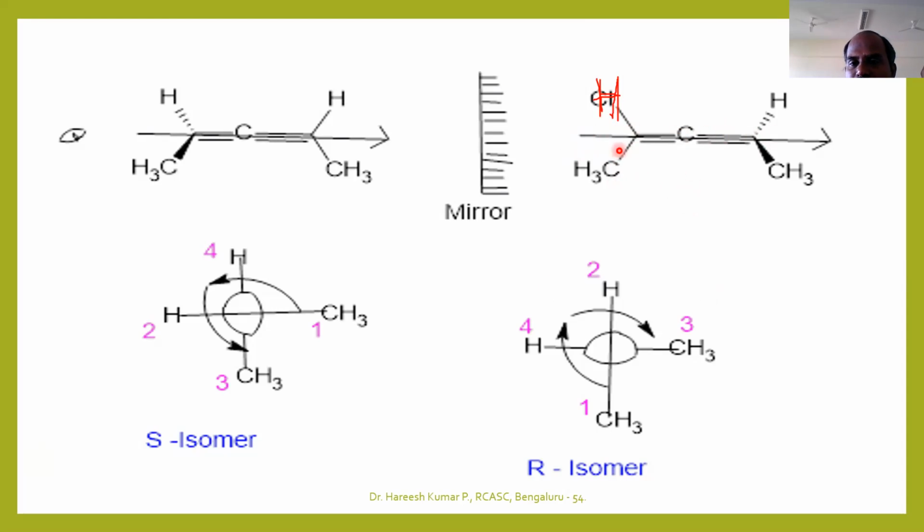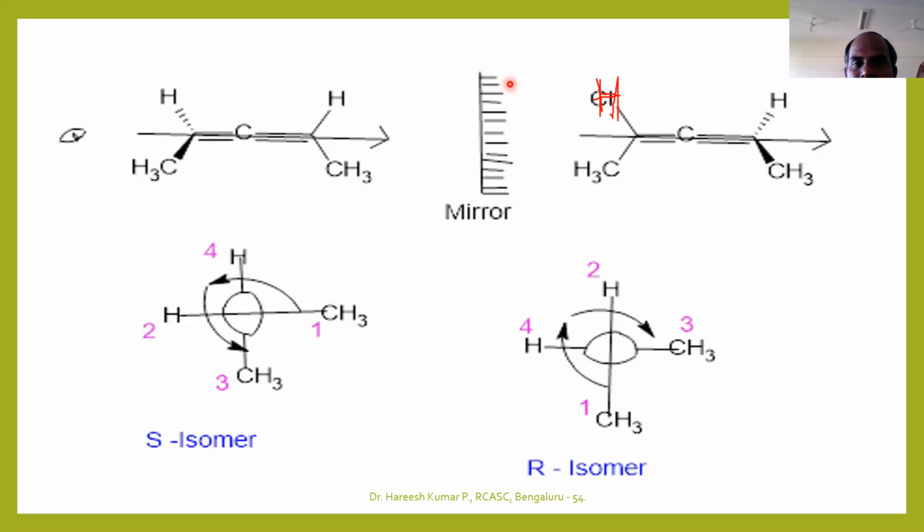So what it means, these two groups, the nearer groups, take the first priority, and this is the next one. Between these two, this takes the first priority, and you can observe that these two are the vertical ones and these two are the horizontal ones.